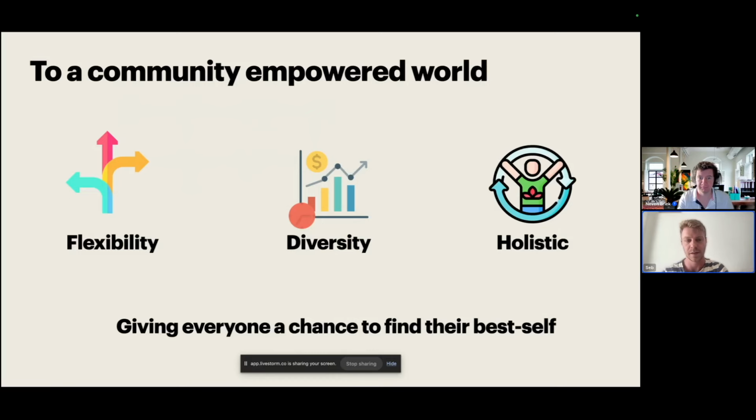So flexibility for the individuals, which means you can actually do many things. You don't necessarily have a single role and a single job. You can actually combine different income streams. Diversity also in terms of the domains and passion that you can explore. And holistic, it's a world that takes into account all aspects of life.